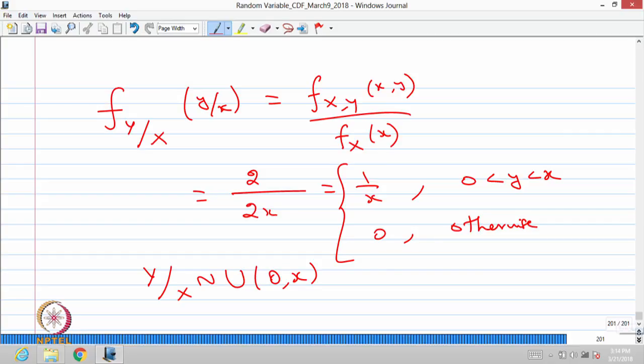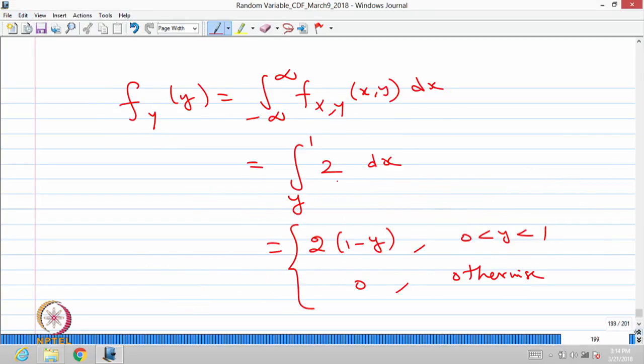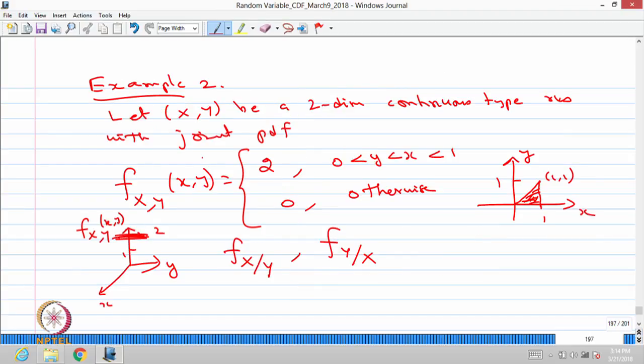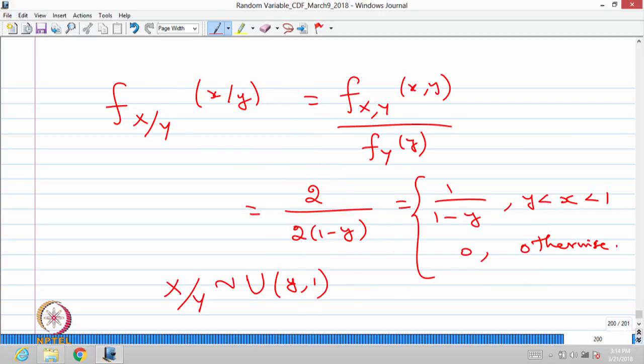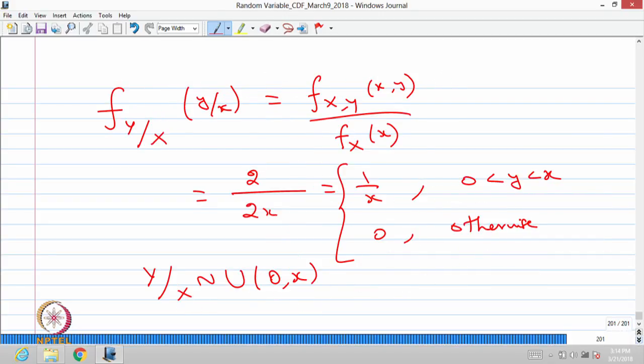So, we started with the joint distribution, and we found the conditional distributions after finding the marginal distributions of the individual random variables. This is a very easy problem in which you are applying the definition, and you can feel what could be the distribution of the conditional distributions.